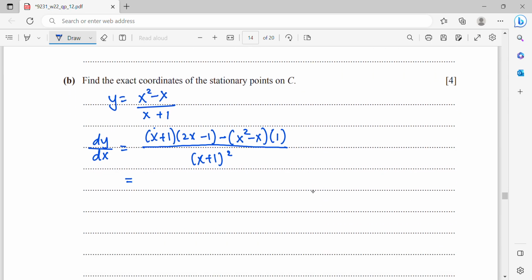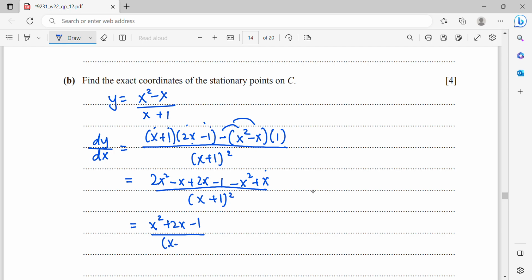Okay, so now can do expansion. So x times 2x, 2x squared. X times minus 1, minus x. 1 times 2x, 2x. 1 times minus 1, minus x. Again, and here do expansion. Minus x squared plus x. And now we simplify. 2x squared minus 1x squared, x squared. Minus x squared plus x squared, 0. Then plus another 2x. Then minus 1 over x plus 1 squared. Okay, so now to get the stationary points, we always let dy dx be 0.